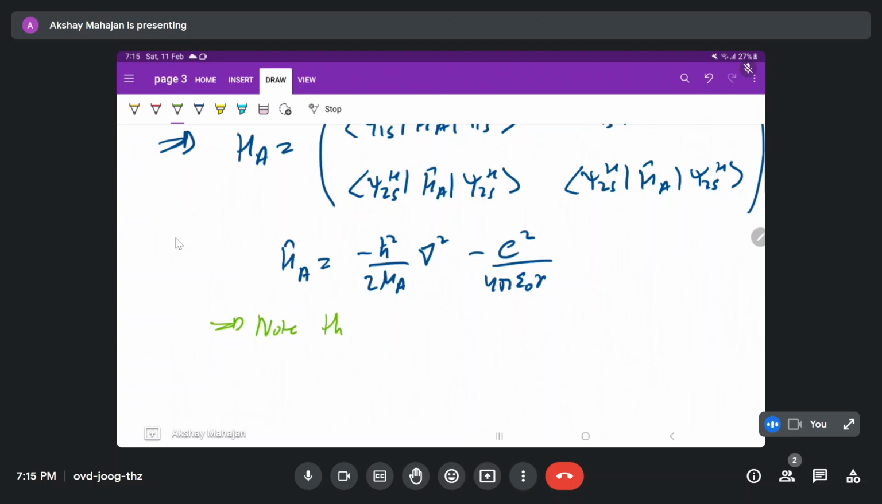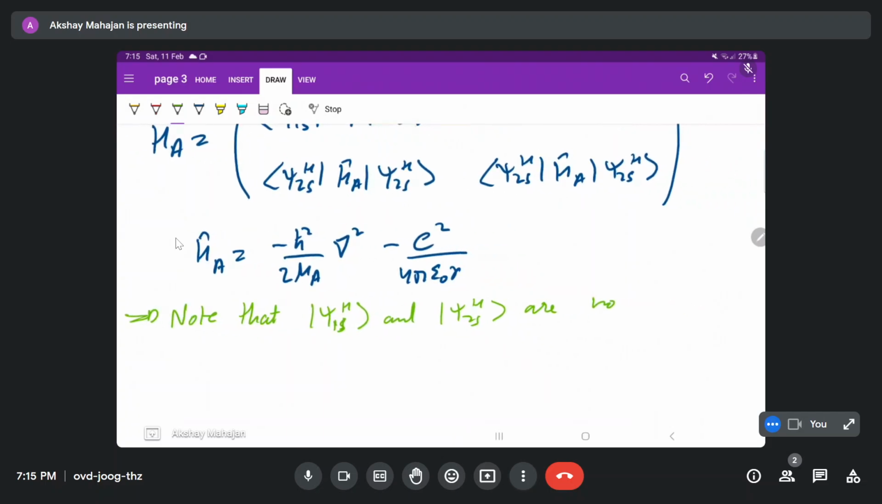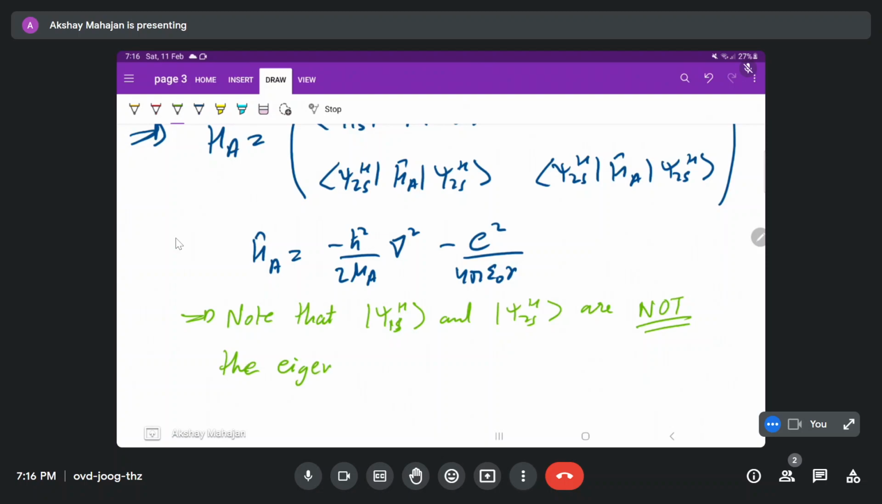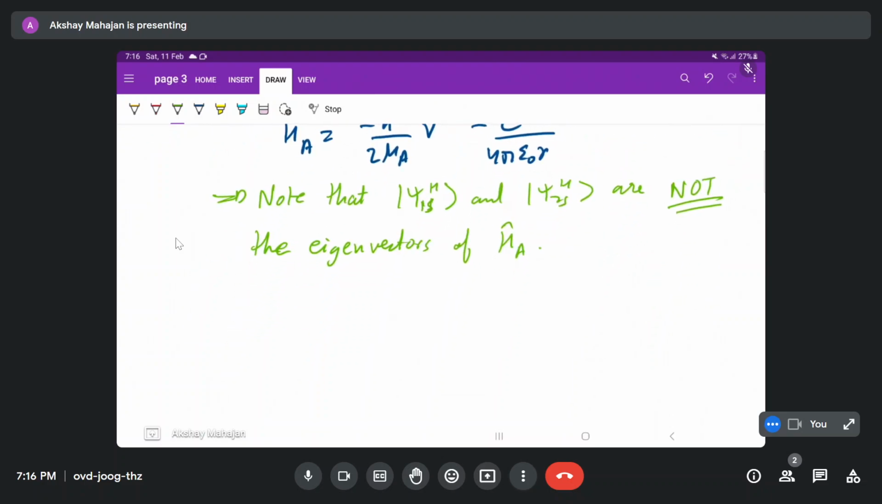Note, this is important: psi 1s of H and psi 2s of H are not the eigenvectors of H cap of A. Because we have approximated, we are trying to find the ground state eigenvector for this H cap of A, which is 1s of A, our trial wave function, and 1s and 2s are not the eigenvectors. So just a disclaimer.